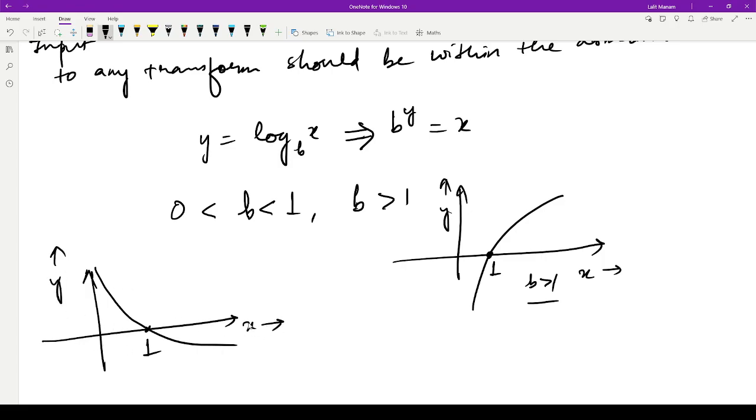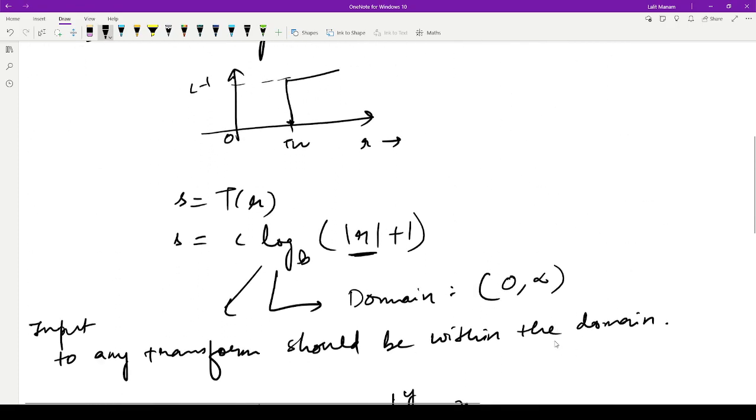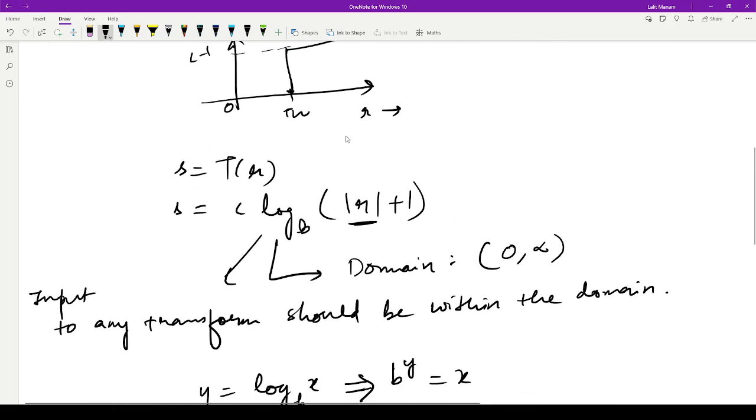Okay. So this is a small technicality that everyone should know, that you always consider this case where b is greater than 1. At least when doing implementations, we should make sure that the base is greater than 1. Okay, so given this, fine. This was just a short note on this log transform. And then what else? Someone said gamma transform.